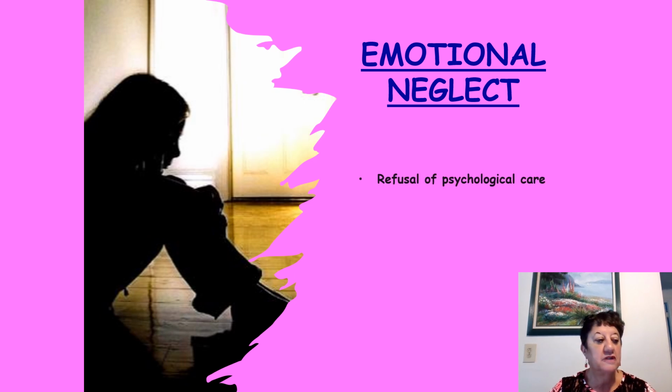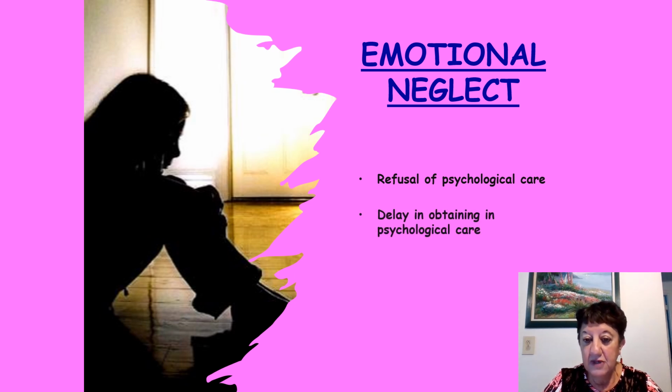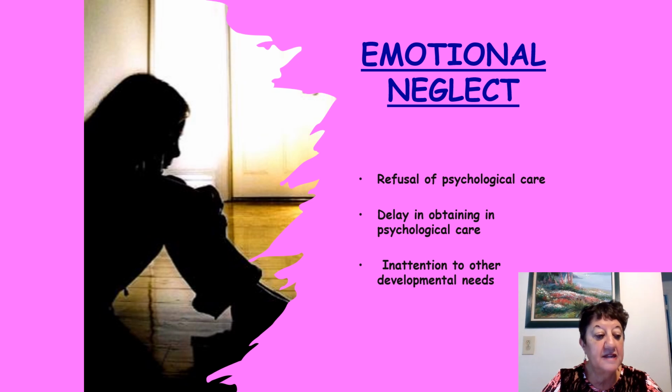So the next one is emotional neglect. So you see that the child is having some psychological, emotional issues. Maybe you notice them, maybe they get noticed at school, and you either procrastinate in finding help, or you just say, no, I don't believe in that stuff, and you don't take the child anywhere for help. Delay in obtaining psychological care, and inattention to other developmental needs that the child might have. Maybe they're a little delayed in speech, or maybe even in walking. Okay, they're not quite hitting their milestones, and you're not sure why, and then you just ignore it. That's emotional neglect.